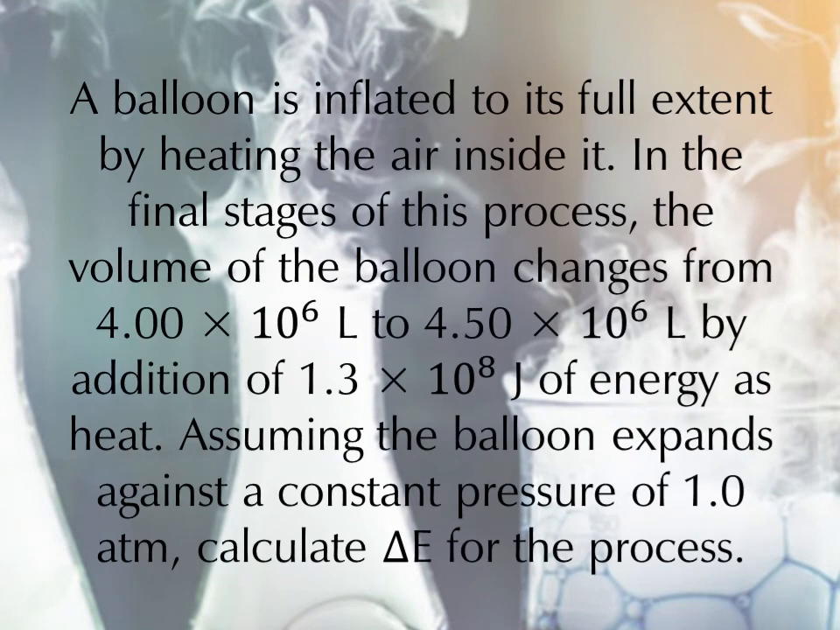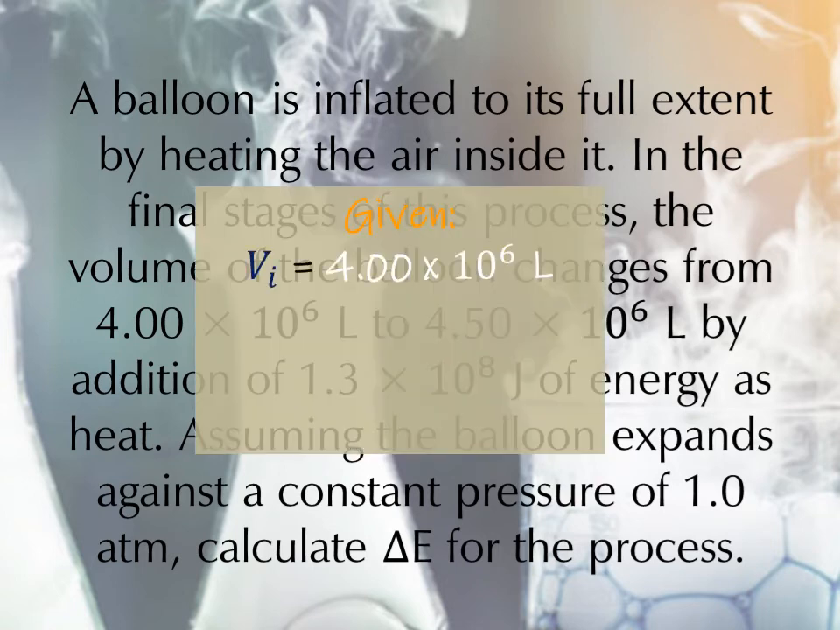A balloon is inflated to its full extent by heating the air inside it. In the final stages of this process, the volume of the balloon changes from 4.00 times 10 to the power of 6 liters to 4.50 times 10 to the power of 6 liters by addition of 1.3 times 10 to the power of 8 joules of energy as heat, assuming the balloon expands against a constant pressure of 1.0 atmosphere. Calculate the change in internal energy for this process.